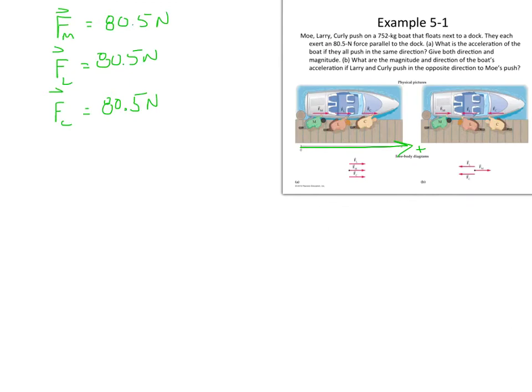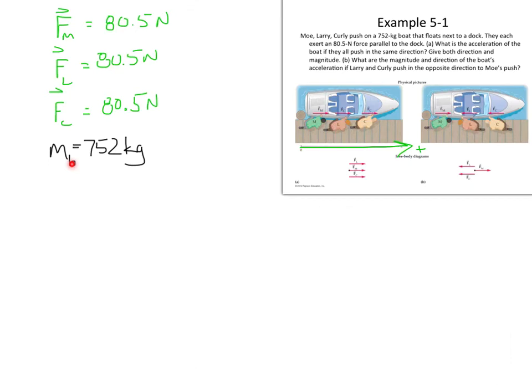Well, we have the boat that has a certain mass. The mass of the boat is 752 kilograms. In many cases, I'll put MB here, B for the boat. There is only one mass being moved right here, but in many cases in the future, we're going to have to put subscripts to keep our masses straight. They all apply an 80.5 Newton force parallel to the dock in the positive x direction, we'll call that.